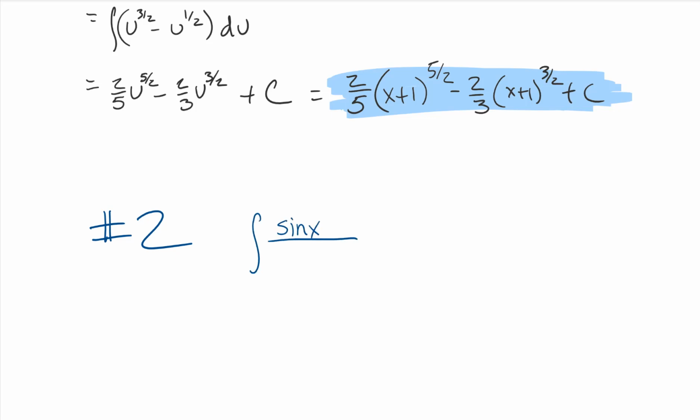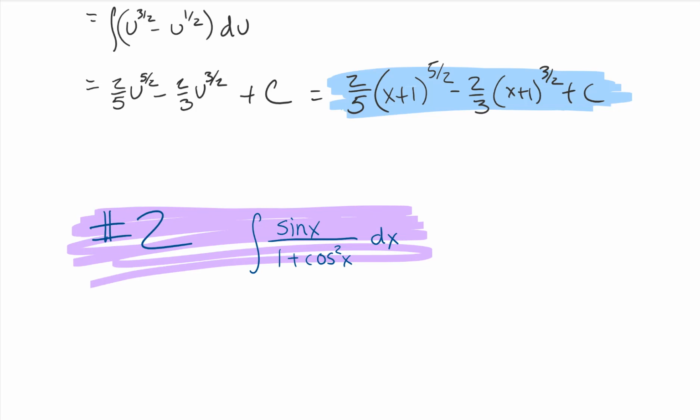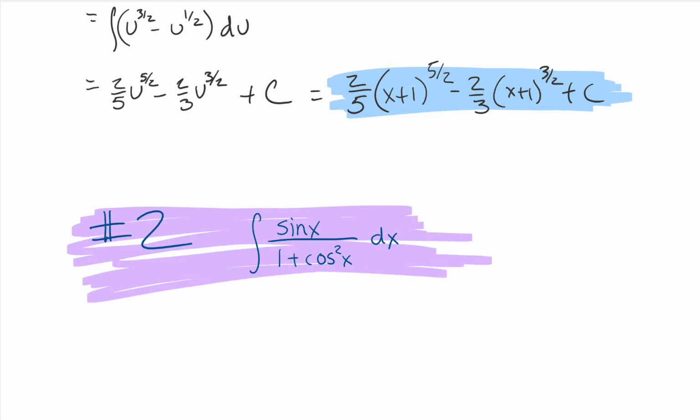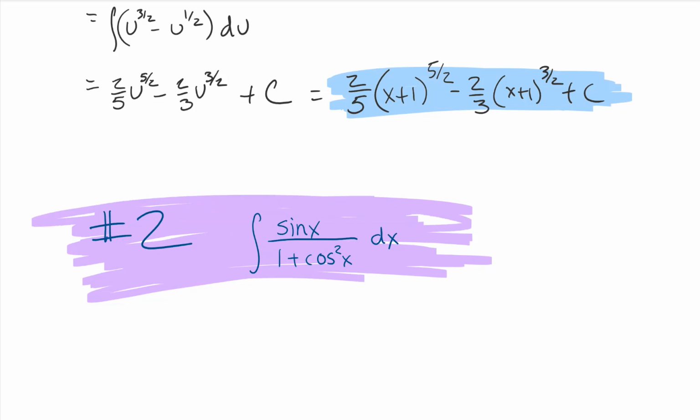Sine of x over 1 plus cosine squared of x dx. This is above and beyond. This is more than what I've shown. There it is, there's your second problem. This is the last quiz problem, so for hidden quiz 5, there's problem number 2. Good luck with it. It's going to require some work, a little bit of thinking. See you.